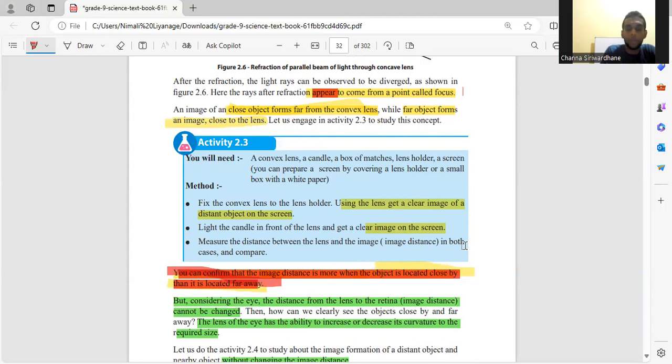Activity 2.3. You will need a convex lens, a candle to produce the light as the light source, a box of matches, a lens holder to hold the lens, and a screen to capture the image. Convex lens, only a convex lens, not a concave lens, and a candle. Okay, now the method. Fix the convex lens to the lens holder. Using the lens, get a clear image of a distant object on the screen.